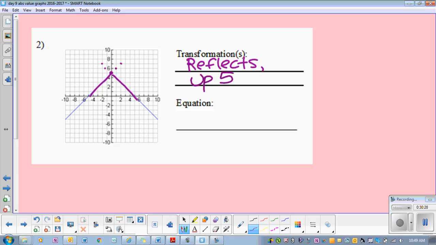So now, let's think about this. Y equals, I know I have an absolute value with the x. How do I show reflection? Negative? Negative where? For the absolute value. Good. The negative always has to go in the front. Do I need to put in a number inside with the x? Did it move left or right? No. Okay, so I'm going to close it there. How do I show up 5? Plus 5 on the outside. Good. There you go. That's how you do that one. Okay?